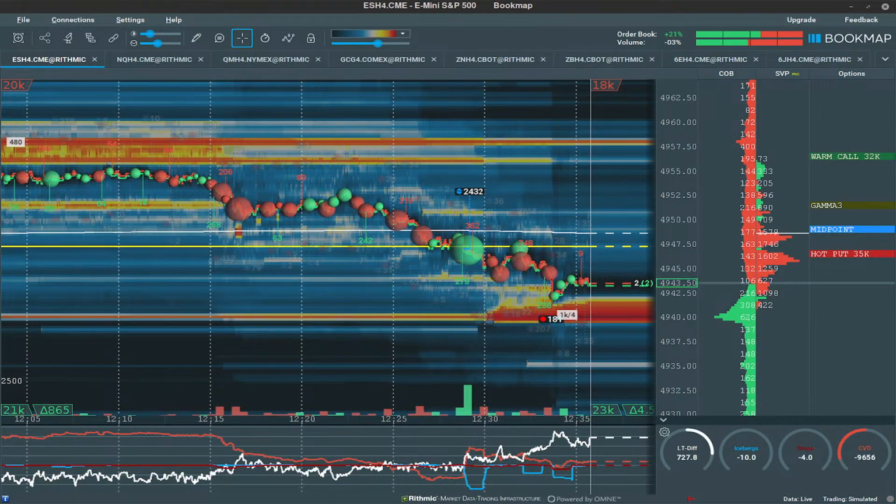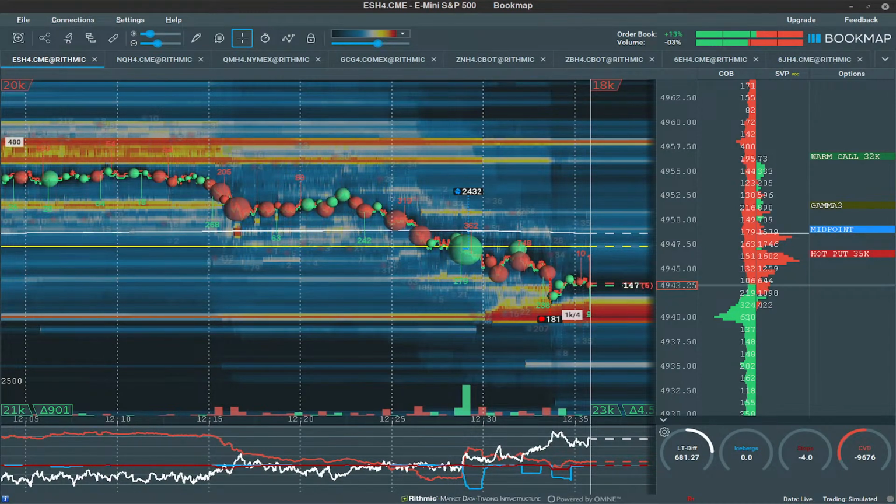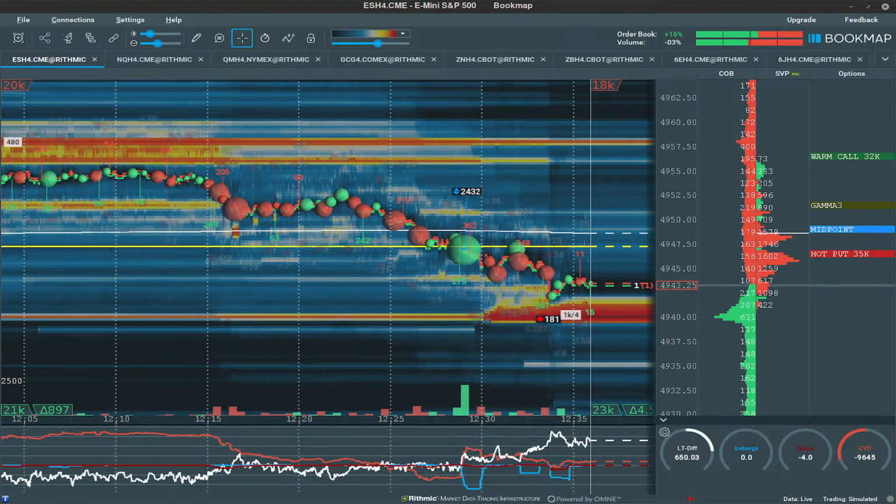This is one of the things that's pretty cool about Bookmap too, is that you can really get a sense as to what's going on in the microstructure, in the liquidity across multiple markets at a glance.